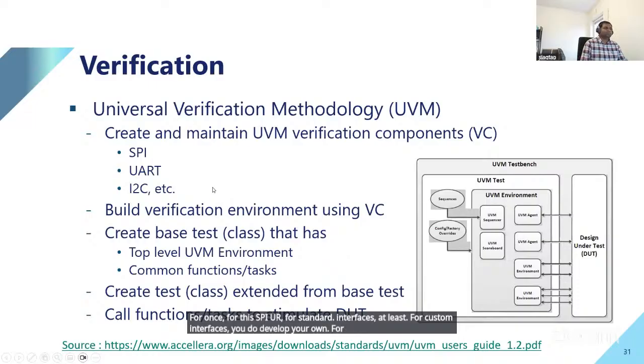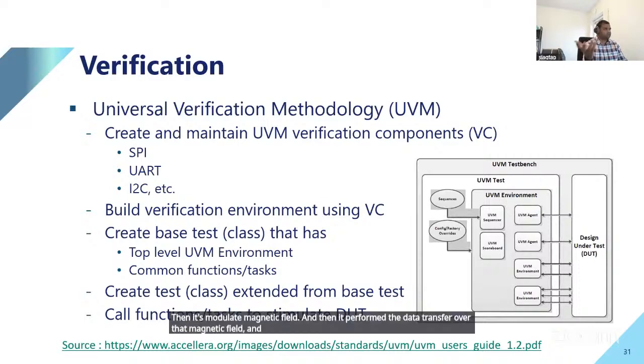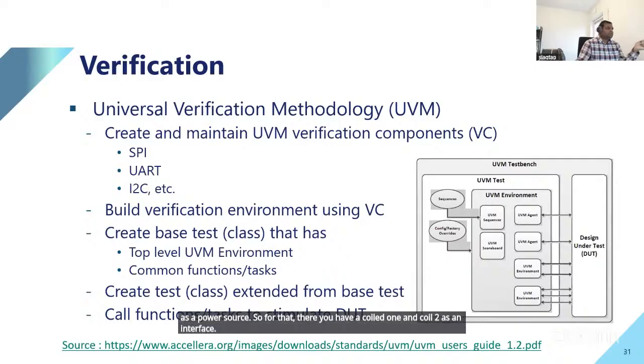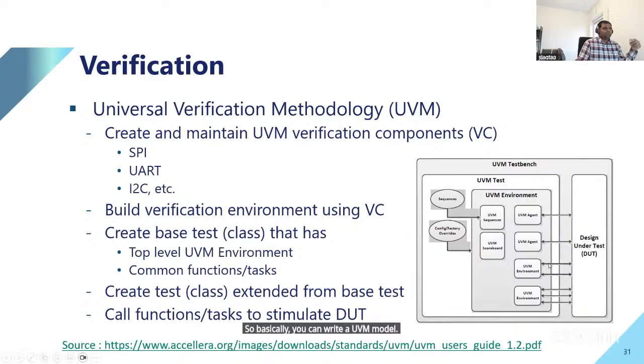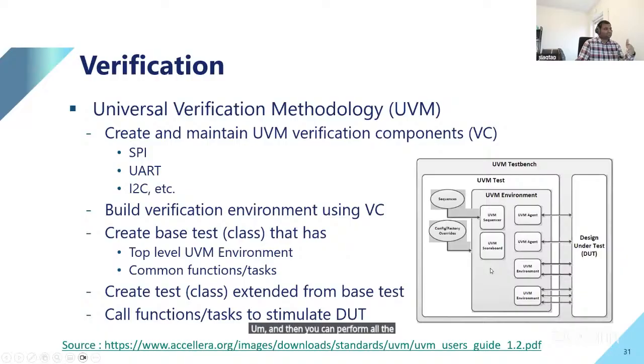For example, PCD, which is a proximity coupling device, which is basically the NFC protocol, sitting in your credit cards or contactless cards. It goes into the magnetic field, charges up, then modulates the magnetic field and performs the data transfer over that magnetic field, and the same magnetic field acts as a power source. So there you have coil 1 and coil 2 as an interface. You can write a UVM model which can drive that coil 1 and coil 2 modulation, and then you can perform all the tests.